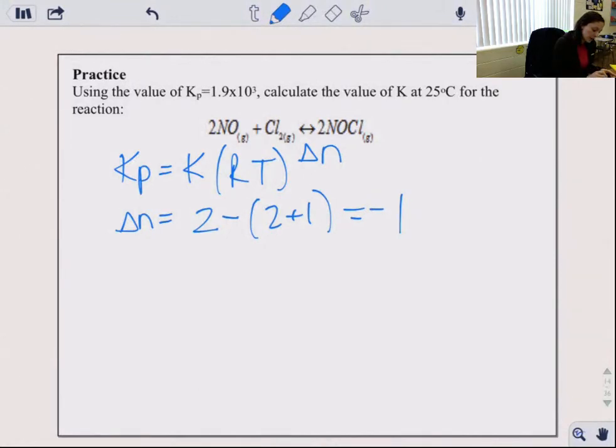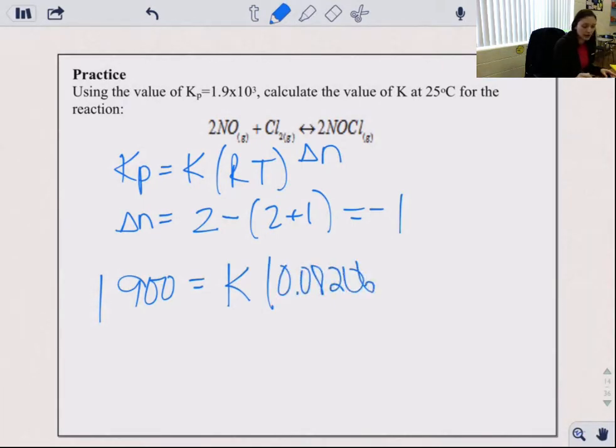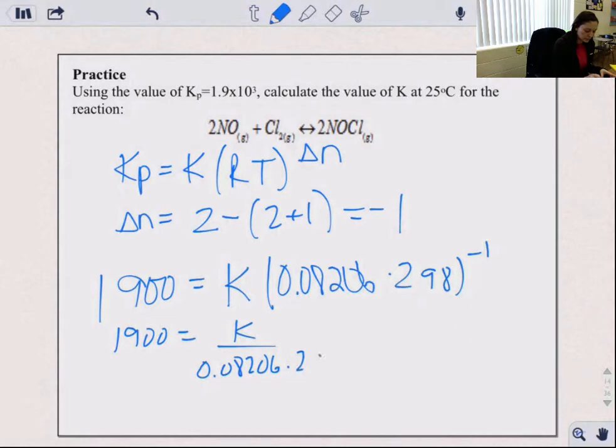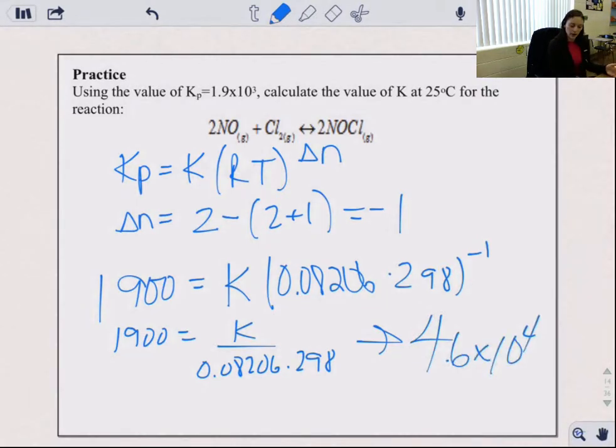So I have my Kp value, which is 1900. That's going to be equal to my K that I don't know, times RT. R is 0.08206. It's that number, not the 8.31, because we're not dealing with joules here. It's the normal gas constant. This is times 298, and that is to the negative first. Negative first basically means on the bottom. So we just got 1900 equals K all over 0.08206 times 298. Just got to cross multiply there, and then solve for K. We should get 4.6 times 10 to the fourth as your value of K. So it's really easy to convert between Kp and Kc, or just K.